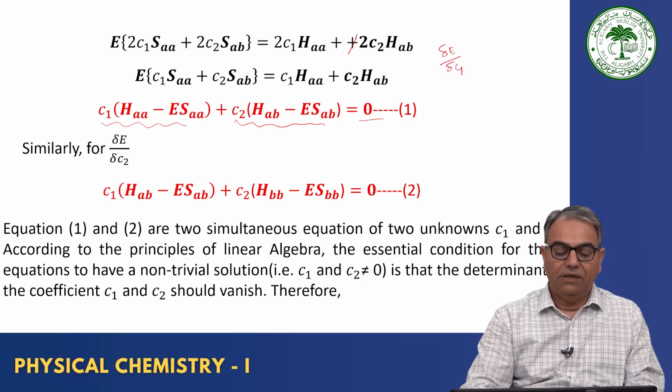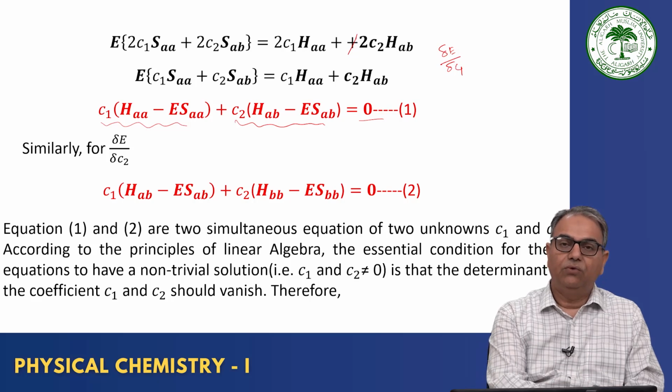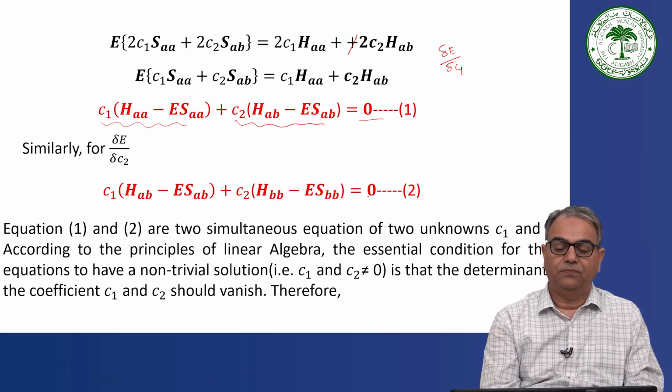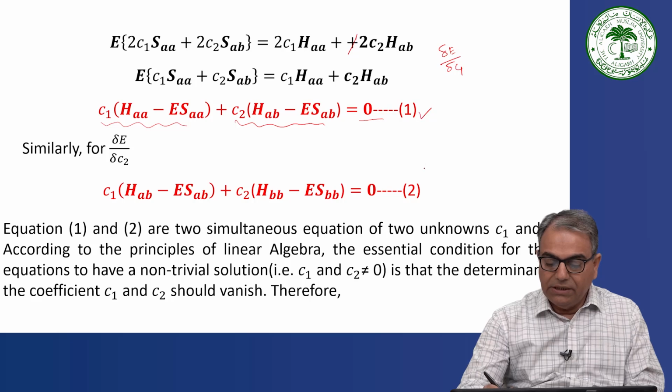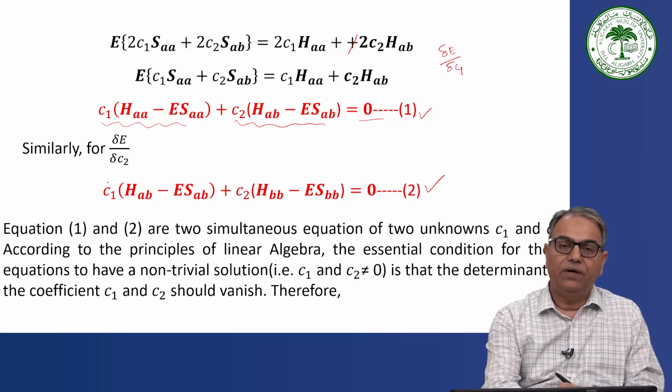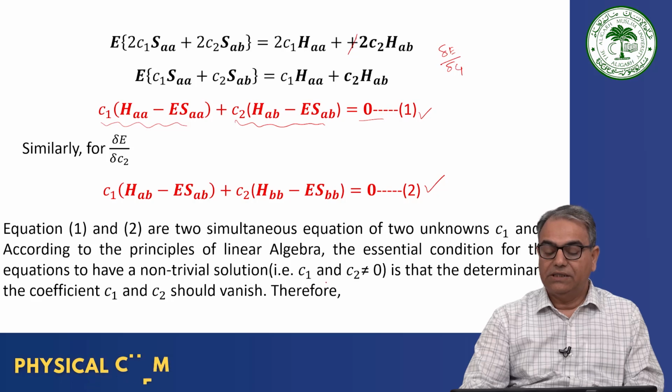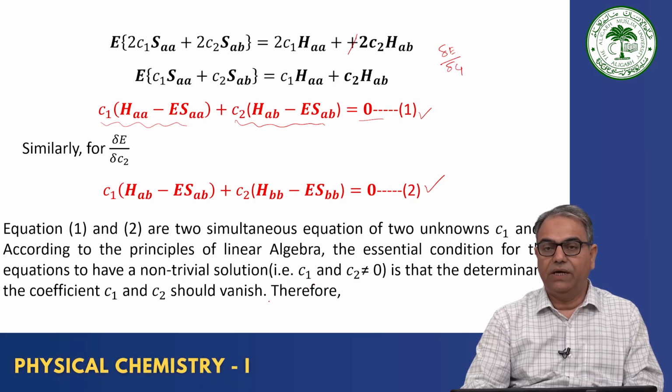If you do the same differentiation with respect to C2 and equate it to 0, what you get is C1(HAB minus ESAB) plus C2(HBB minus ESBB) is equal to 0. So you get two simultaneous linear equations with two unknowns C1 and C2. Equations 1 and 2 are two simultaneous equations of two unknowns C1 and C2. According to the principle of linear algebra, the essential condition for these equations to have a non-trivial solution, that is C1 and C2 not equal to 0, is that the determinant of the coefficients of C1 and C2 should vanish.